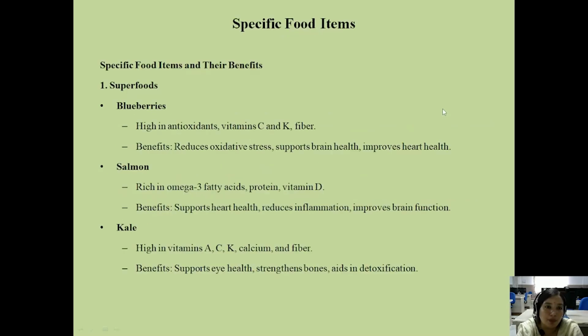Then specific food items and their benefits. The superfood here is blueberries: high in antioxidants, vitamin C, vitamin K, and fiber.